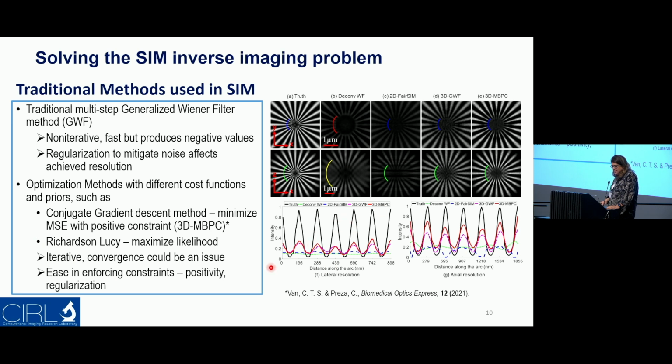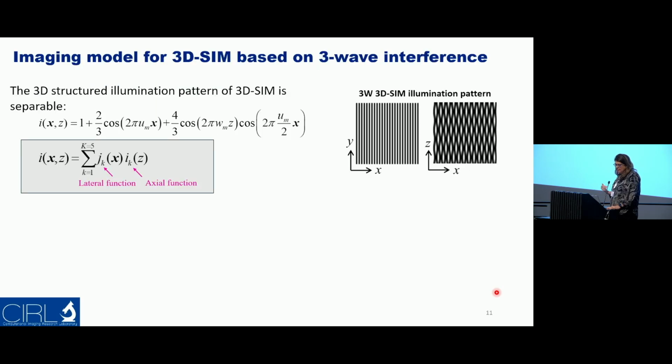So here are some results that we showed. This is in simulation, but we were really interested in investigating how well you achieve resolution, both laterally and axially, and the arcs here show the theoretical SIM limit and the intensity profiles at those arcs, and we showed that indeed with an iterative method, like the model-based one with positivity constraint, you get improved results over the generalized Wiener filter.